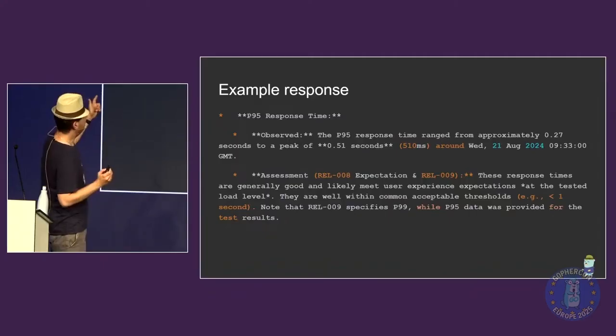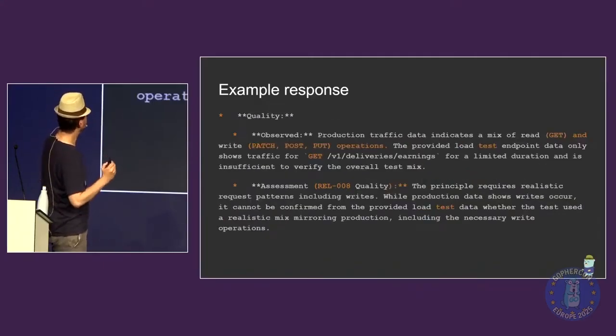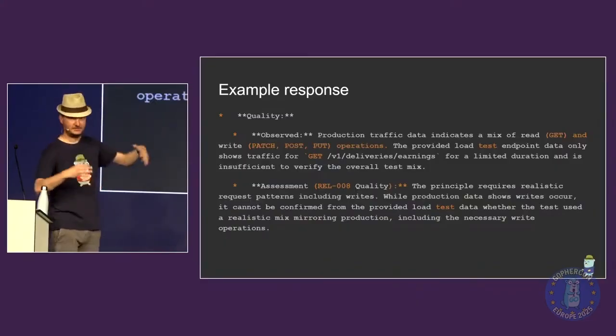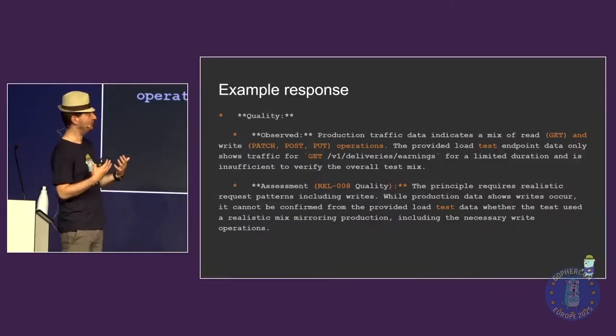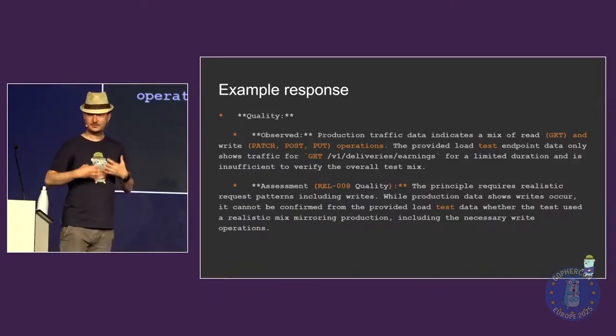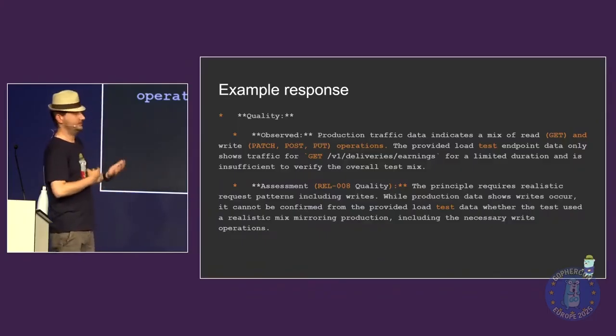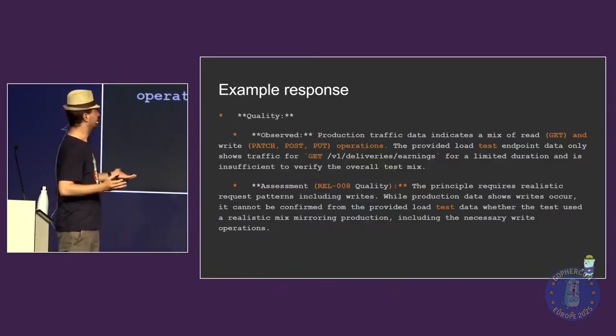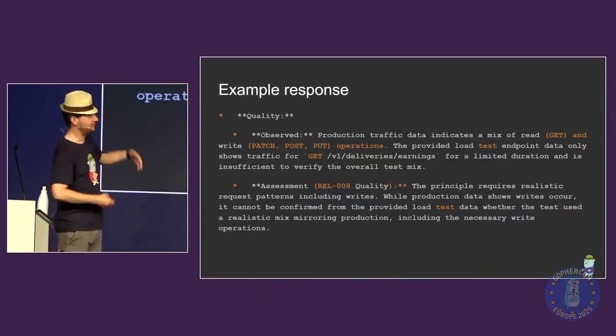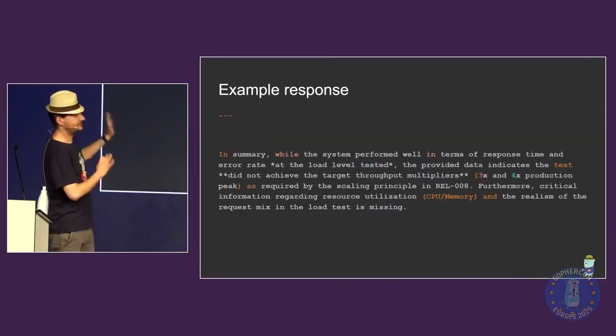For P95, yeah, okay. Quality: as I said, you can provide metadata of your endpoints, and then it can say, okay, this is not enough data for evaluating if the load test was covering all possible cases, or if it was just testing your health check, and so on and so forth. So this is the output we get from AI. And there is a summary.